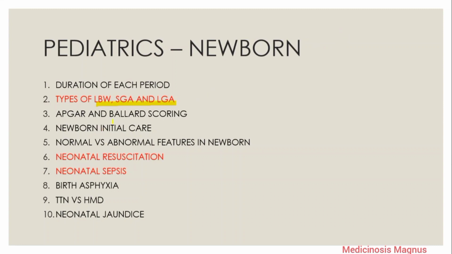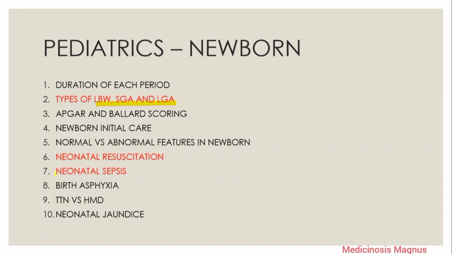Read about Apgar and Ballard scoring, newborn initial care, the temperature, cord clamping, all those things, and normal versus abnormal features in newborn. Then read about the neonatal resuscitation, the steps of neonatal resuscitation, when should CPR be done and when should it be stopped, all those things.